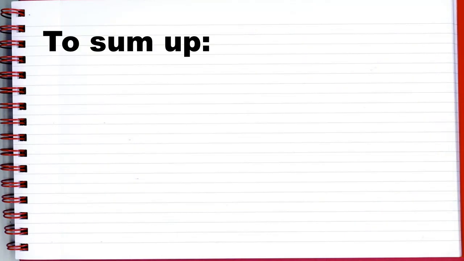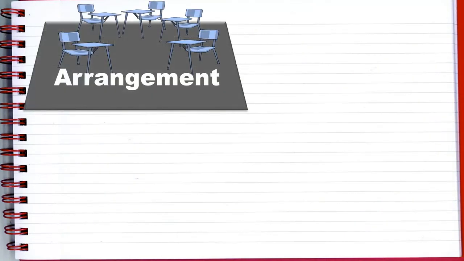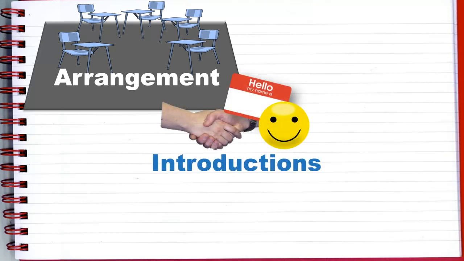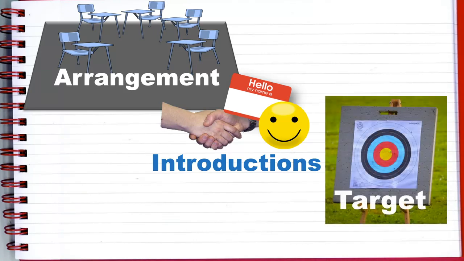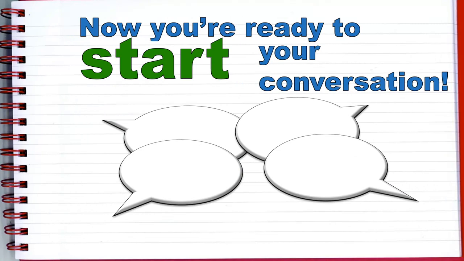To sum up, make sure you have a good arrangement so everyone can see each other and participate equally. Then introduce yourself to establish a friendly environment and so you can use each other's names during your discussion. And finally, make sure everyone understands the discussion topic so that your conversation achieves its goal. Now you're ready to start your conversation.